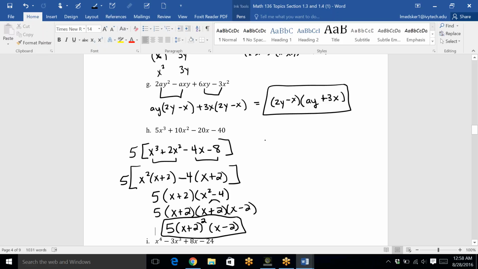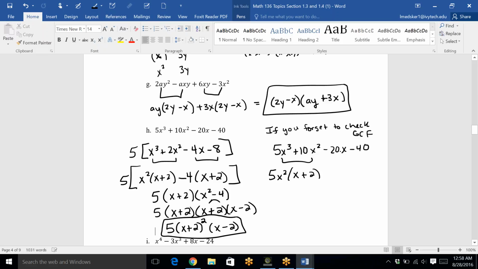Now, let's say you forgot to pull the 5 out at the beginning. So this is if you forgot to check for a GCF. Then you would have paired them up just the way they were, because it's still 4 terms, so that means it's factor by grouping. So you would have said, okay, I can pull a 5 and an x squared out of the first pair. That would leave me with x plus 2. I can pull out a negative 20 out of the second pair, which leaves me with x plus 2. The x plus 2 they have in common. And then you get this.